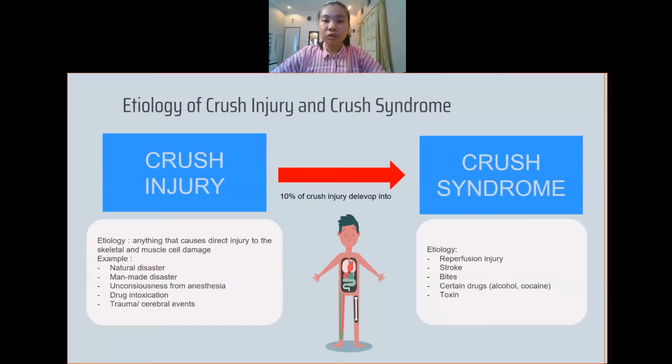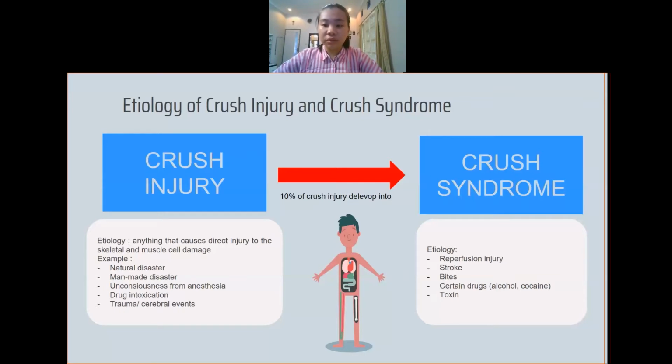Etiology of crush injury and crush syndrome. Crush injury can lead to permanent disability, even death. Crush injury occurs by anything that causes direct injury to the skeletal and muscle cell damage. Examples are natural disasters such as volcanic eruptions, earthquakes, landslides, tornadoes, and storms that make structures collapse, as well as man-made disasters like terrorism, arson, war, explosion, transportation accidents, industrial accidents, and mining accidents.